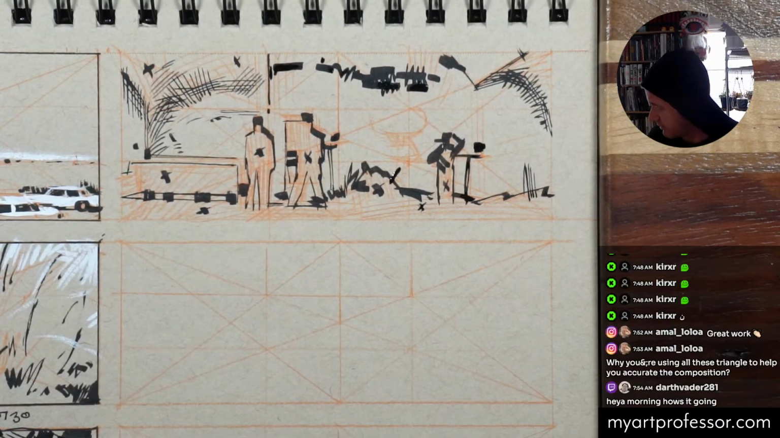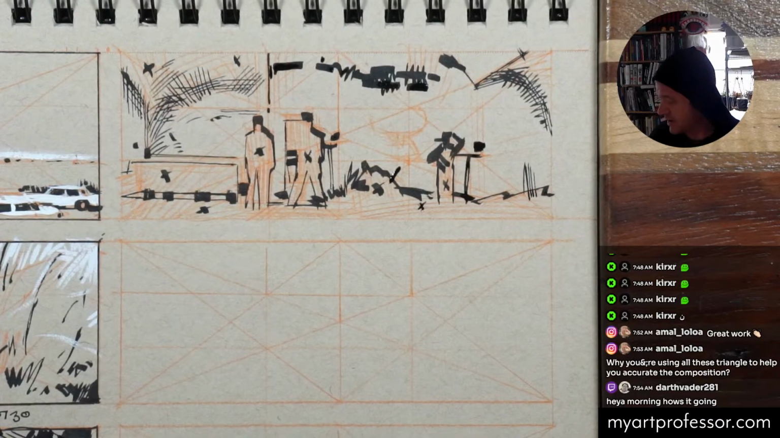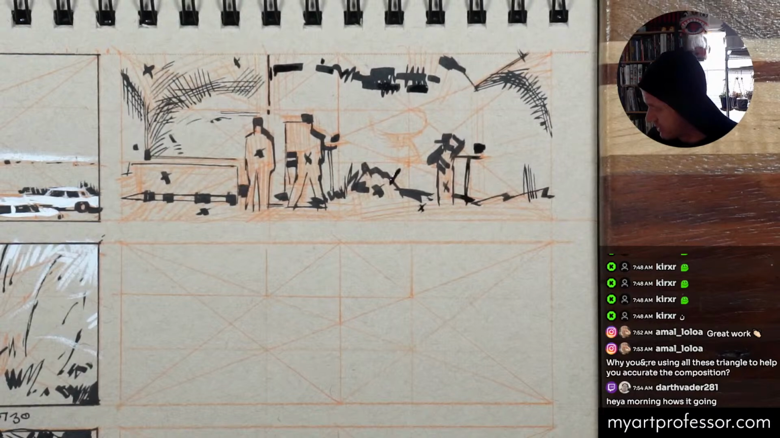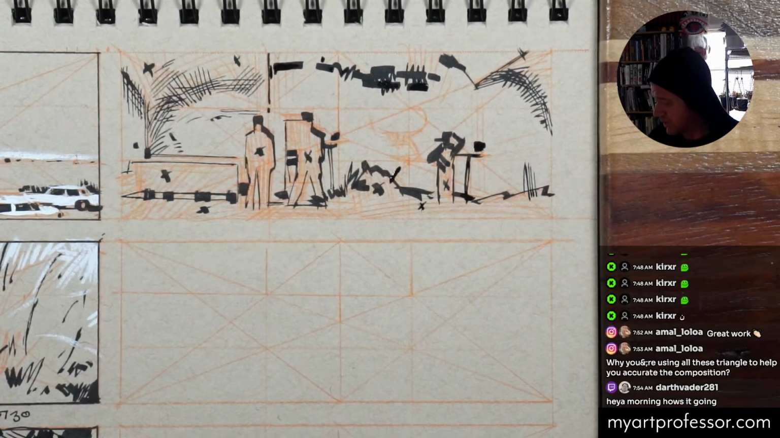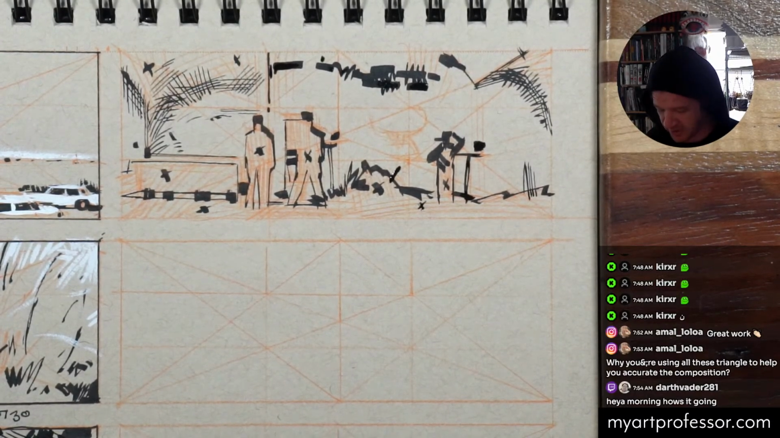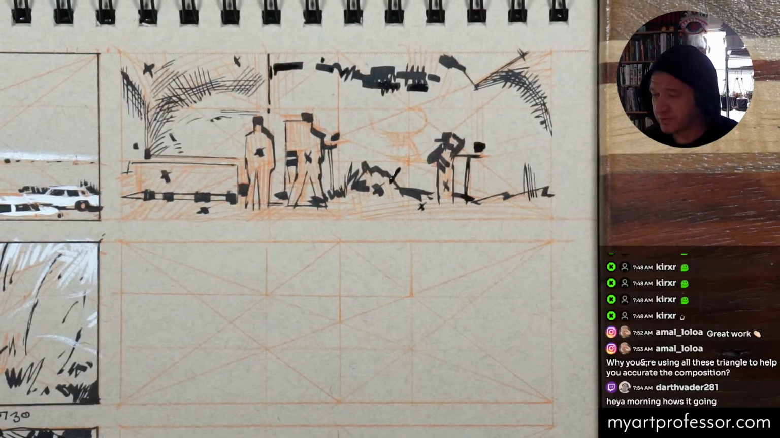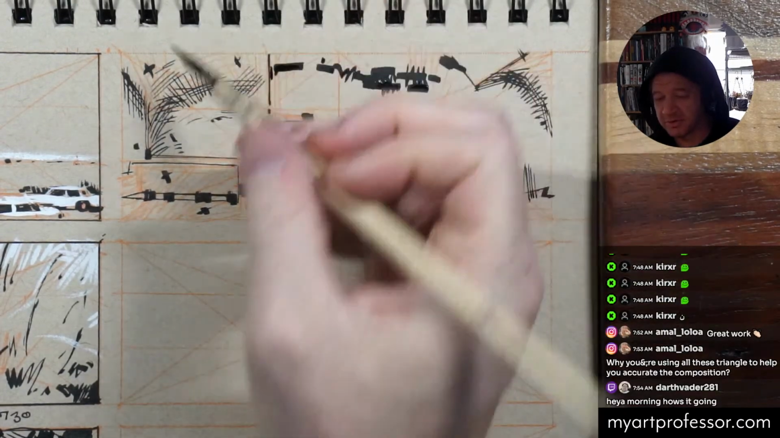So yeah, that's what that stuff is for. It helps me see that because that tends to be really common in film, to use those divisions. It also prevents you from making things too symmetrical.